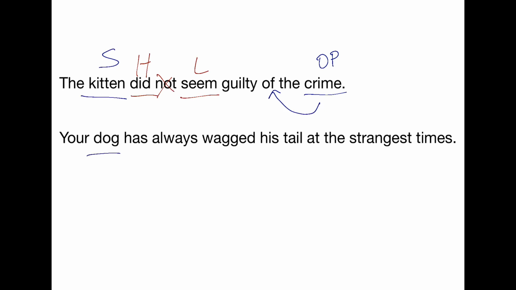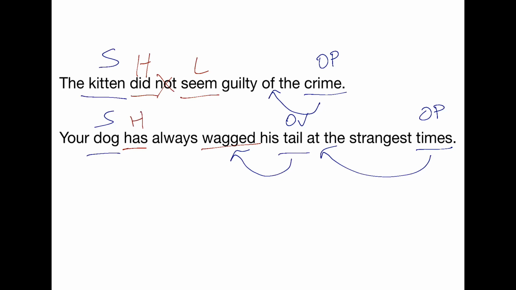Your dog, subject, has always wagged his tail, object of the verb, at the strangest times. Times is an object of the preposition. Has wagged is my simple predicate, a helping verb and a transitive action verb. Always is not part of the simple predicate, it is an adverb.